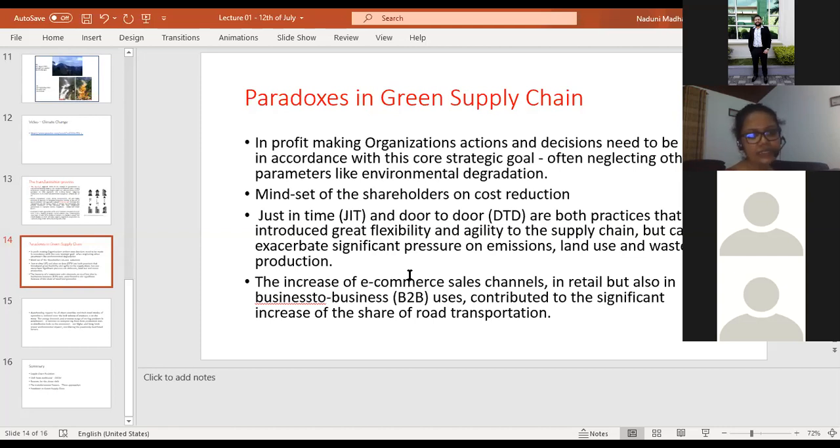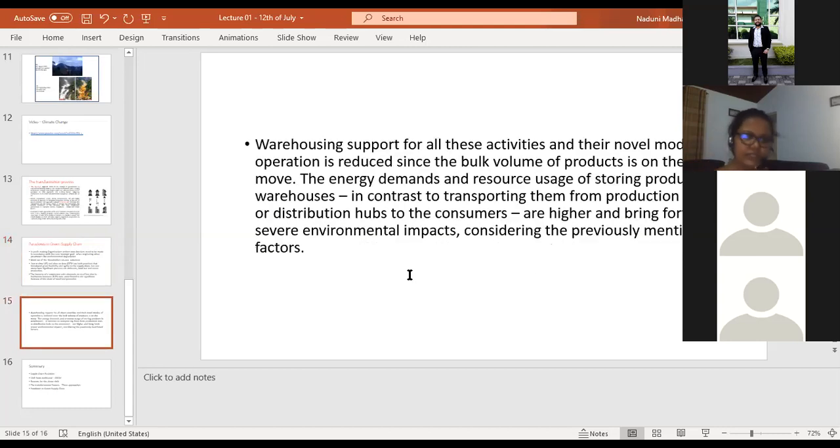And the next one is the increase of e-commerce sales channels in retail, but also in business to business, which has contributed to a significant increase in the share of road transportation. So in B2B businesses, a lot of transportation is again happening. So it also influences the environment.